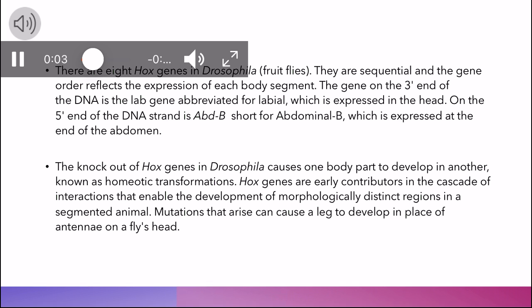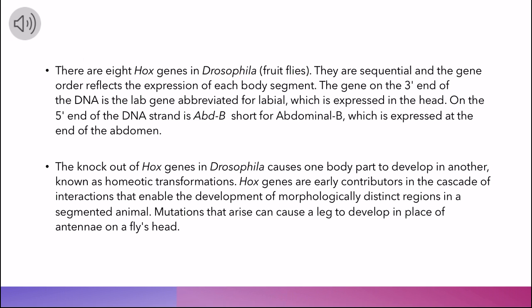There are 8 Hox genes in Drosophila, or fruit flies. They are sequential, and the gene order reflects the expression of each body segment. The gene on the 3' end of the DNA is the lab gene, abbreviated for labial, which is expressed in the head. On the 5' end of the DNA strand is ABDB, short for abdominal B, which is expressed at the end of the abdomen.